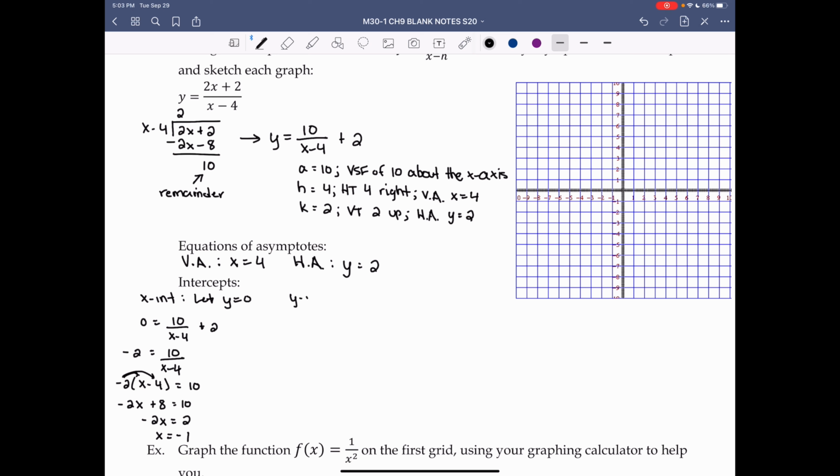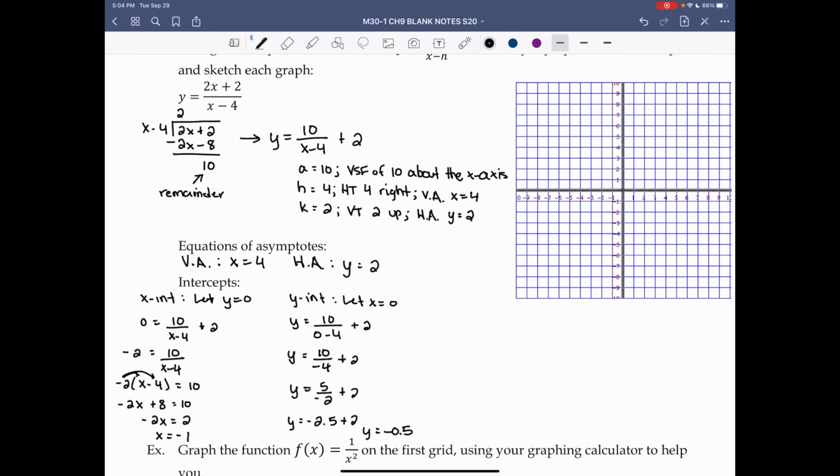Y-intercept, we're going to let x equal 0, plug it in, y equals 10 divided by 0 minus 4 plus 2, y equals 10 over negative 4 plus 2, y equals 5 over negative 2 plus 2. 5 divided by 2 is 2.5, so y is negative 2.5 plus 2, which gives us y equals negative 0.5.